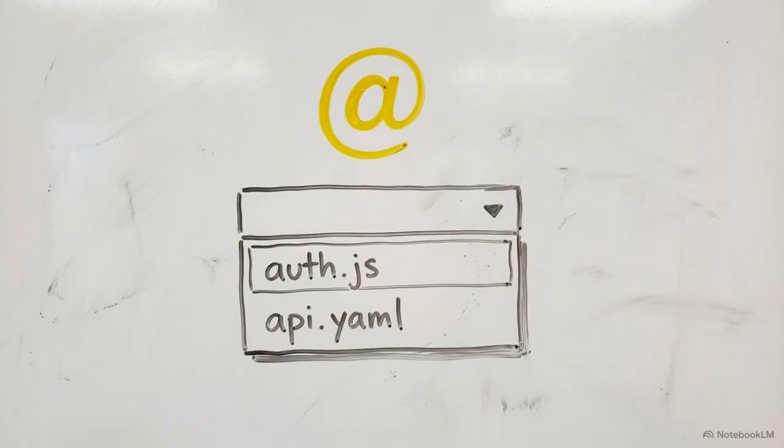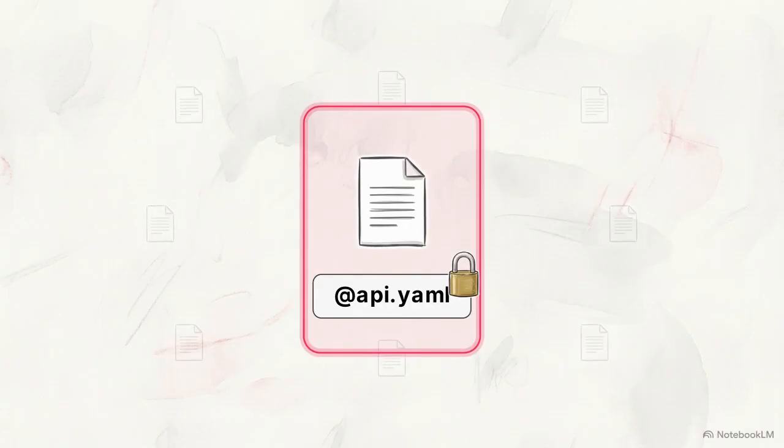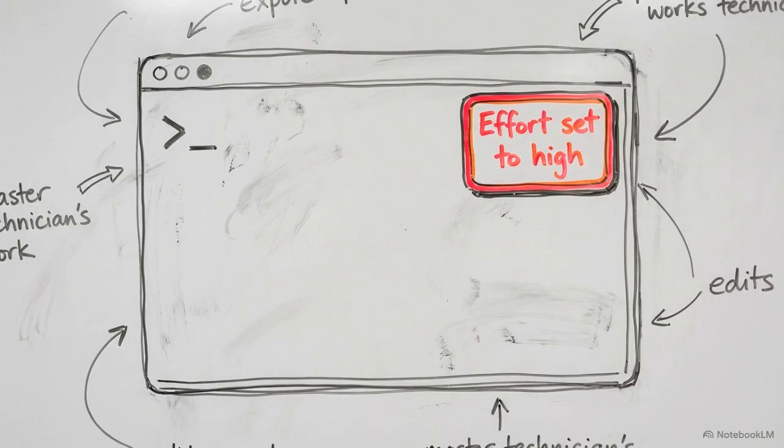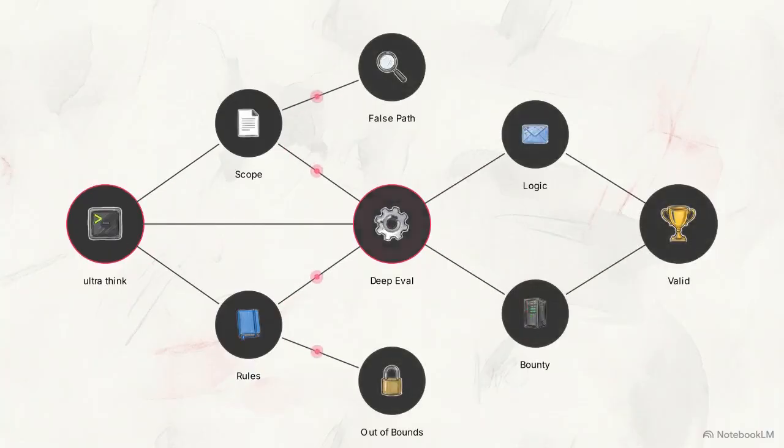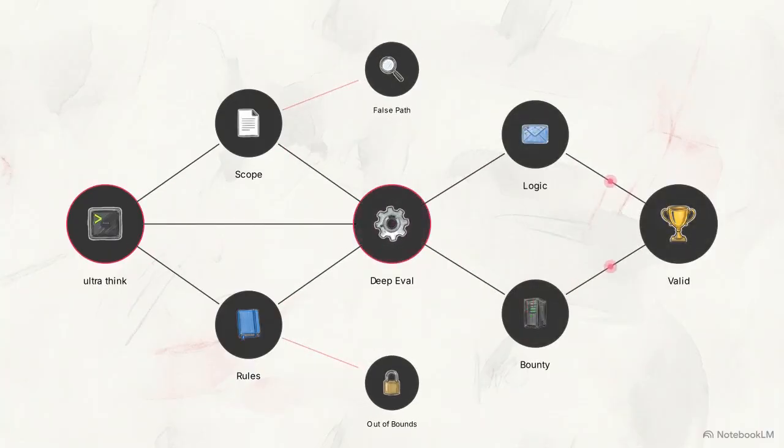To analyze a specific source code file or scope document, type the @ symbol. This locks its context window entirely on the exact file you select. For dense logic puzzles, like checking if a broken link exploit is valid under the current scope, append the word ultrathink. The system shifts to maximum analytical effort to examine edge cases before answering.